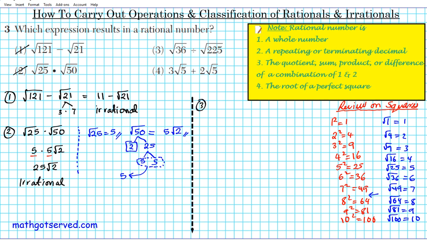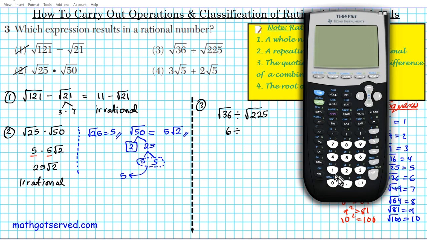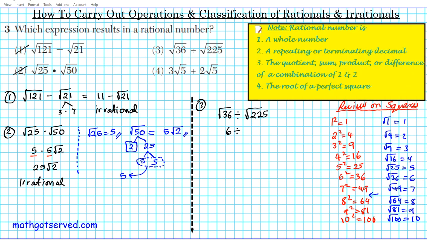Option 3, we have the square root of 36 divided by the square root of 225. From our list here, we can see that the square root of 36 is 6, divided by, if you don't know what the square root of 225 is, you're free to use your calculator. Just enter square root of 225, and your square root is 15. So 6 divided by 15, so 6 over 15.